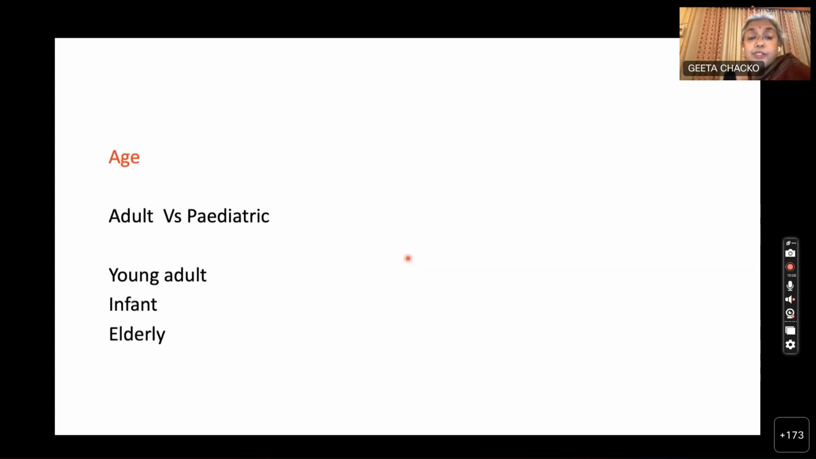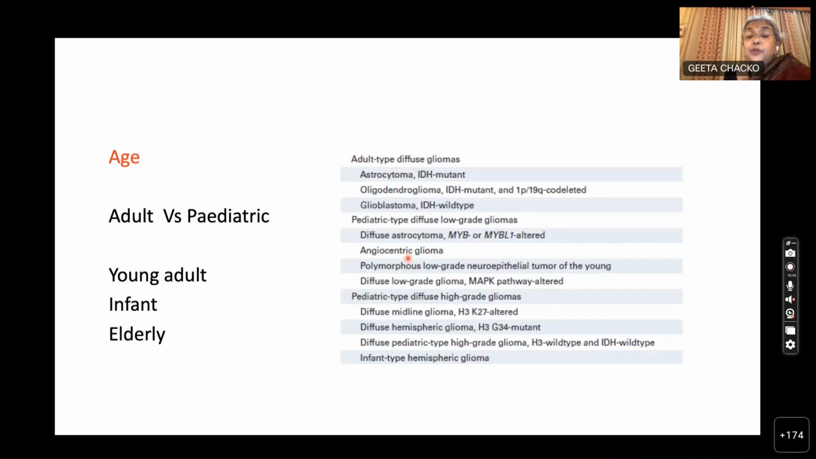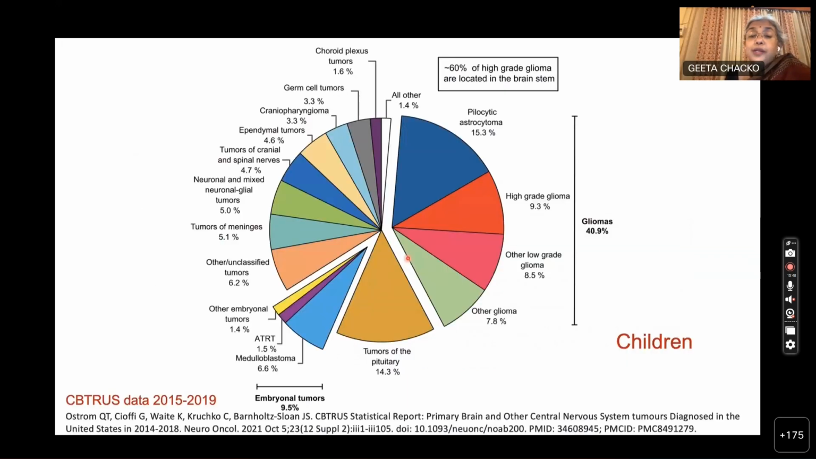So when it comes to age group, between adults and pediatric, it makes a difference. Young adults now, there is a lot of emphasis on tumors of young adults. In the latest WHO, the pediatric type tumors have been separated out as low grade and high grade. It does not mean that these pediatric type tumors do not occur in adults, or that adult type tumors do not occur in children, but they're more frequent in the pediatric age group. We'll go into this in greater detail later. Basically, the pediatric type gliomas, which are diffuse, are divided into low and high grade.